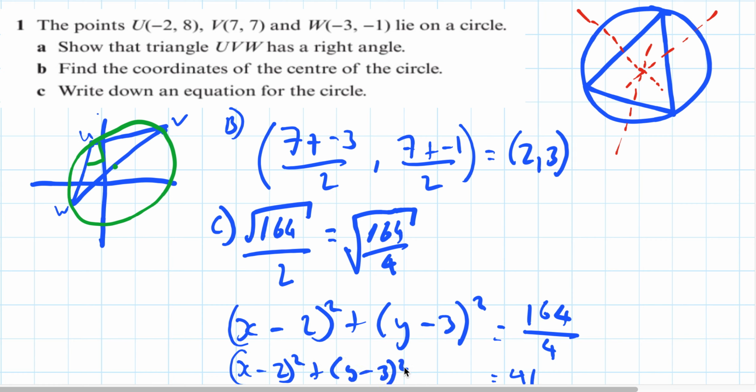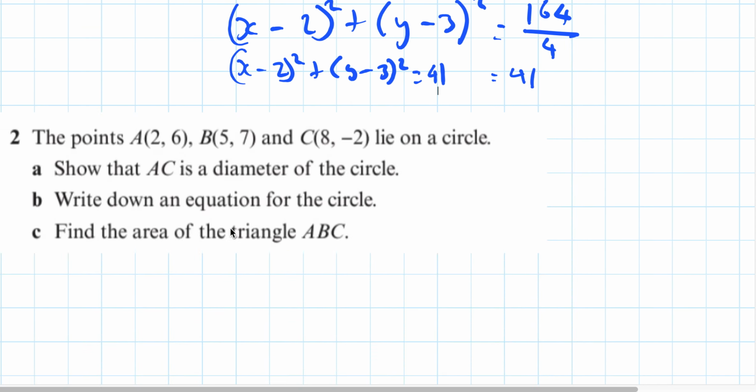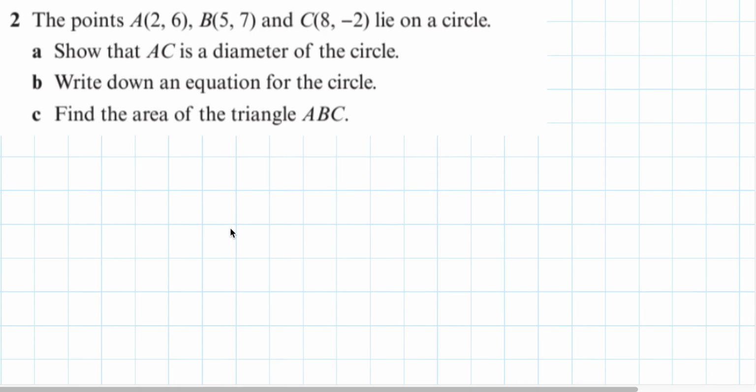So that's the equation of the circle, equals 41. Okay. So that's that question done. Next one, we're going to look at the points A, B, C on the circle. Show that AC is the diameter of the circle.